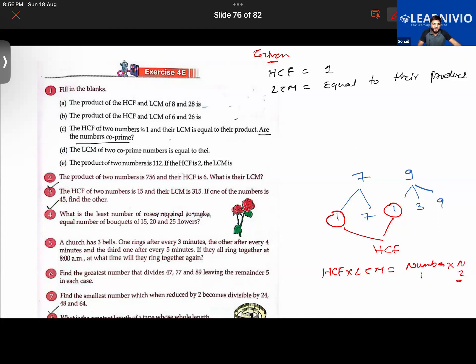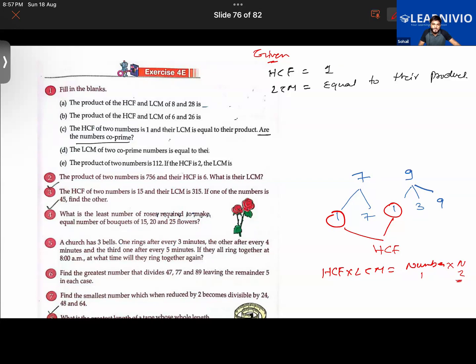Now, what are the steps you are going to follow? The first step is that the question says the HCF of two numbers is 1. So the first thing we know is that the numbers are obviously co-prime. The HCF of two numbers is 1, so the numbers are co-prime. That's what the question is saying. So here the question is solved. Hence, the numbers are co-prime. Because the question already mentions that the HCF of two numbers is 1, there's no need to do any mathematical calculation. The question itself is clear.